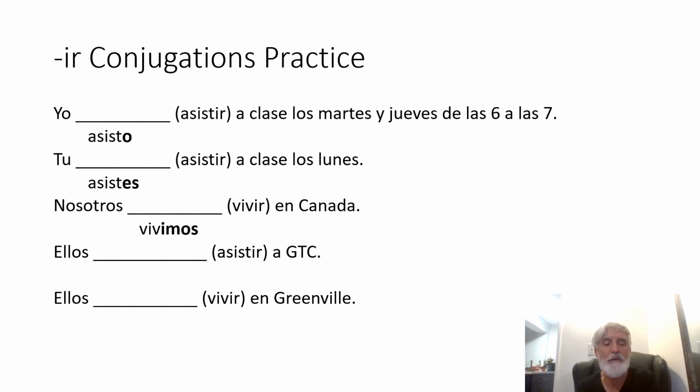Here we have ellos, they, and we want to say they attend GTC. So how do we say that? We have to get the stem asist. What's the ending? En. Asisten. Ellos asisten a. And finally, I did another ellos one here. They live in Greenville. Ellos. What's the stem? Viv. And the ending is en.